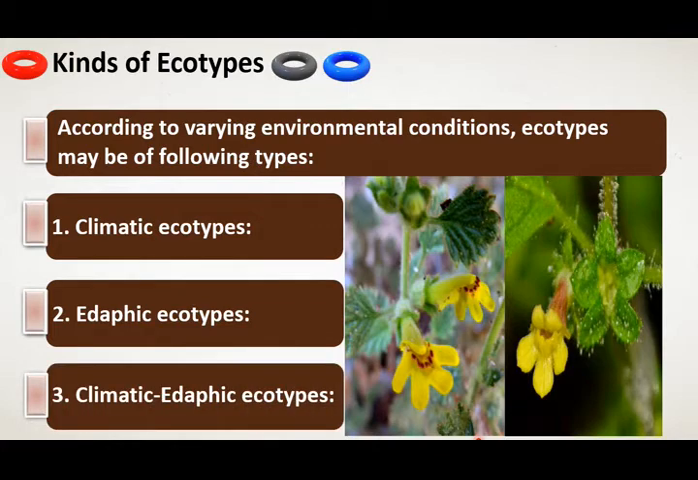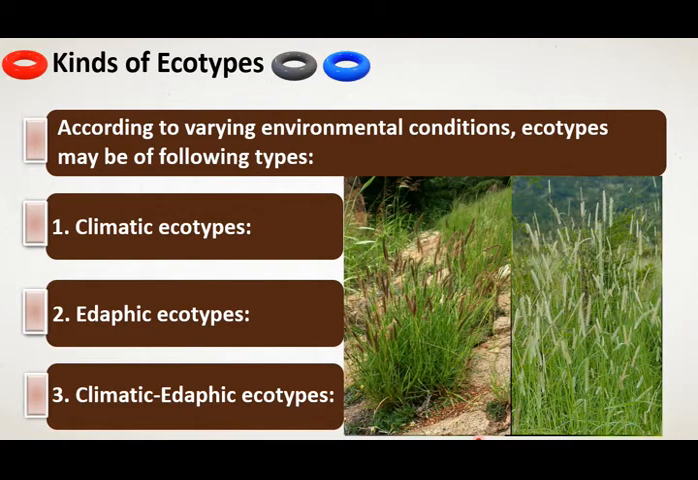Now the third is the climatic edaphic ecotype. The ecotypes produced due to the influence of both climatic and edaphic factors are called climatic edaphic ecotypes. Pandey and Jayant in the year 1970 have reported climatic edaphic ecotypes in Cenchrus ciliaris. This is the image of that plant. Both are growing in different climatic conditions and different edaphic conditions. So that is why you see the change in their morphological structures, and you can see how they have altered themselves and suited to meet their present conditions.